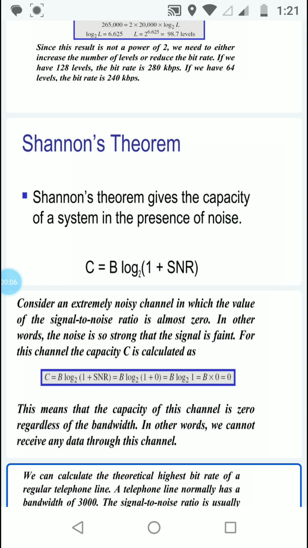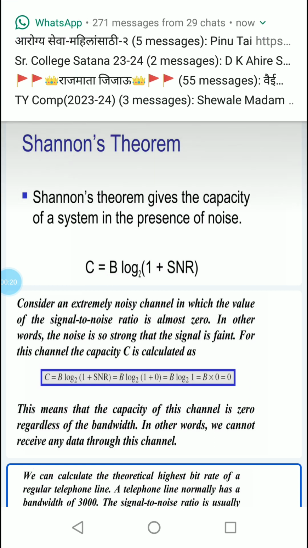Next, the capacity-finding formula for the data communication channel is Shannon's theorem. In reality, we can't have a noiseless channel. The channel is always noisy. When there is noise present in the medium, the limitations of both bandwidth and noise must be considered.